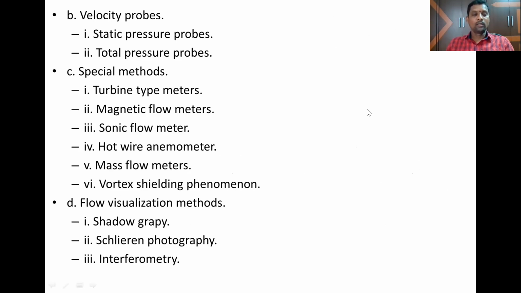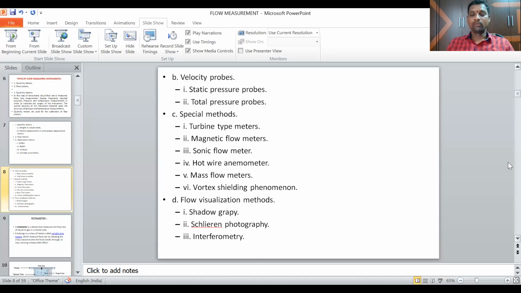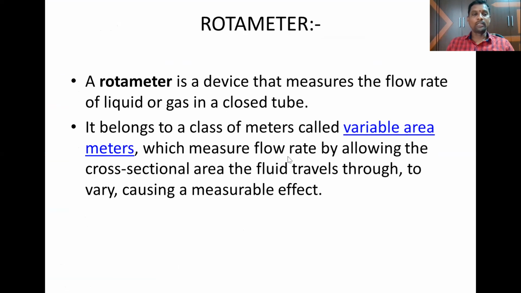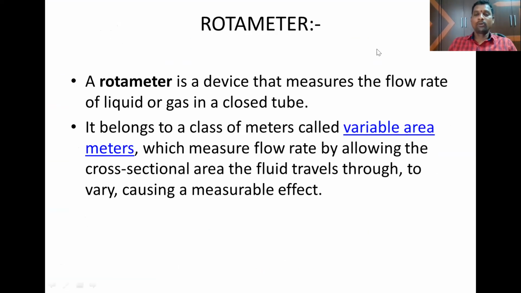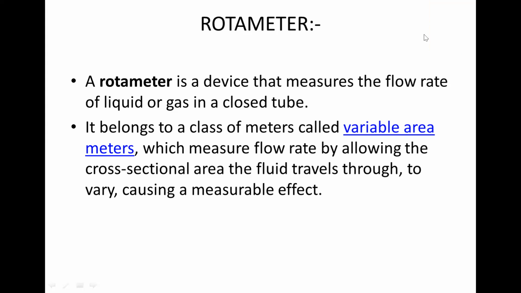So let us see the first category of the devices which are used for measuring the flow, that is quantity meters. So rotameter is one type of device that measures the flow rate of a liquid or gas in a closed tube. So we are all familiar with that. This is one of the devices that is used to measure the flow in terms of quantity. So it measures the flow rate of any liquid or gas in a closed tube.